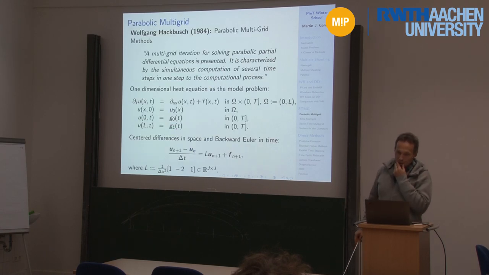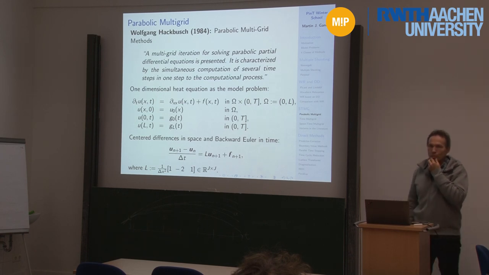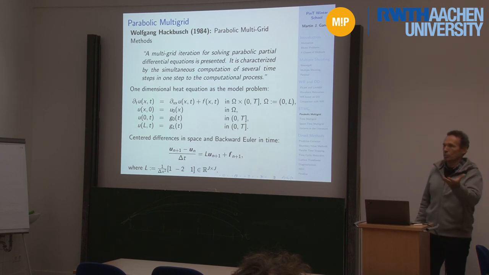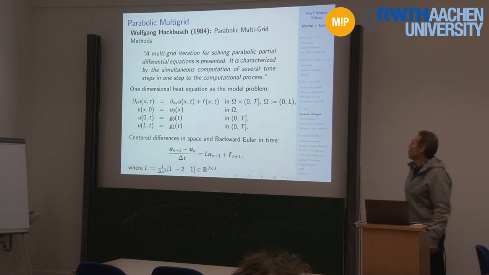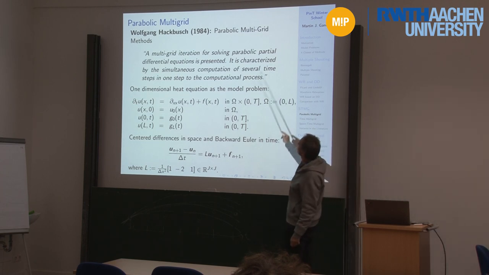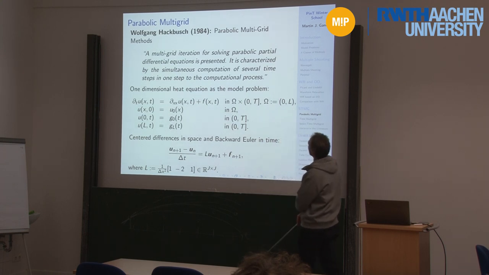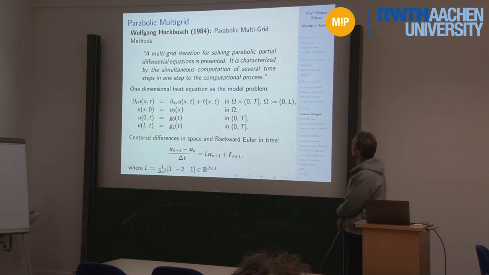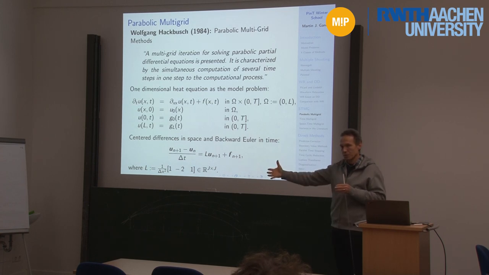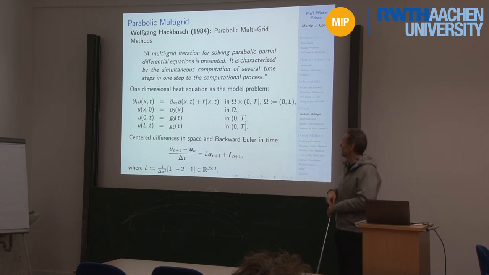So this is Hackbusch in 1984. Parabolic multigrid method, he called it. So you can clearly see it's for a parabolic problem. It's a multigrid method. And he said a multigrid iteration for solving parabolic partial differential equations is presented. It is characterized by the simultaneous computation of several time steps in one step of the computational process. So he really says that now we iterate over many time steps in the method. We don't do time stepping. We just do it over many steps.